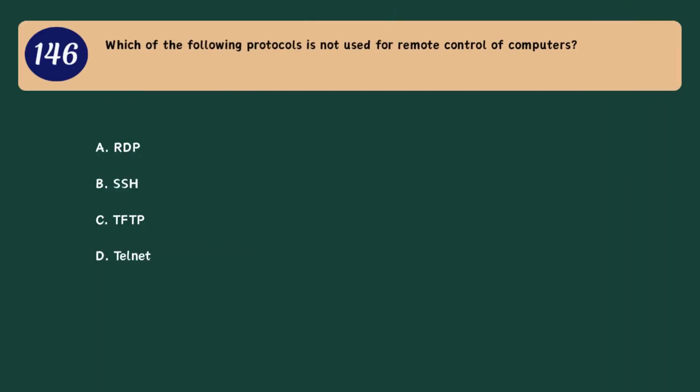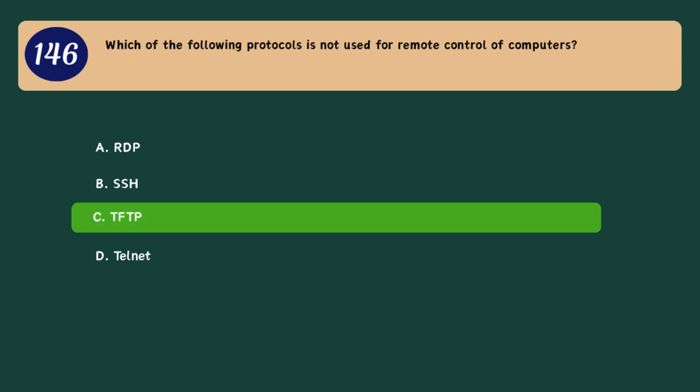Question 146. Which of the following protocols is not used for remote control of computers? A. RDP, B. SSH, C. TFTP, D. TELNET. Correct answer: C. TFTP.